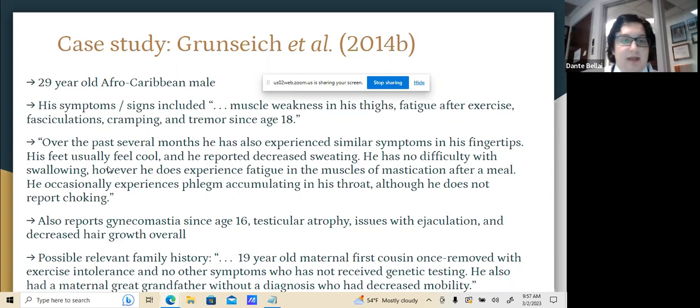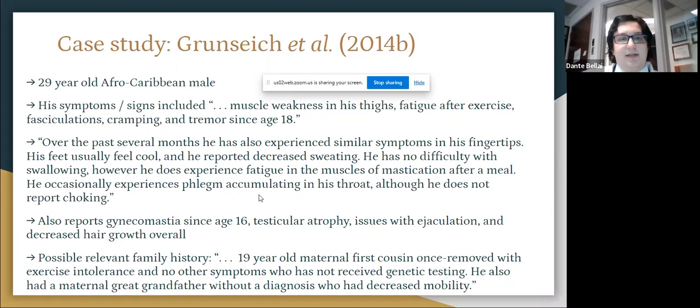No choking. Gynecomastia since age 16, testicular atrophy, issues with ejaculation, decreased hair growth overall. And there was perhaps a relevant family history, as a 19-year-old first cousin with exercise intolerance and a maternal great-grandfather who had decreased mobility, but that wasn't confirmed by genetic testing.